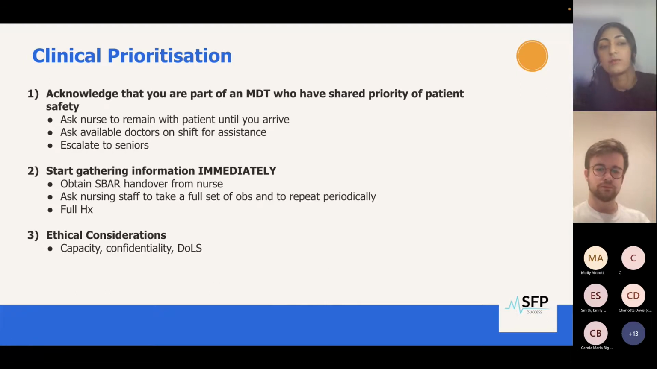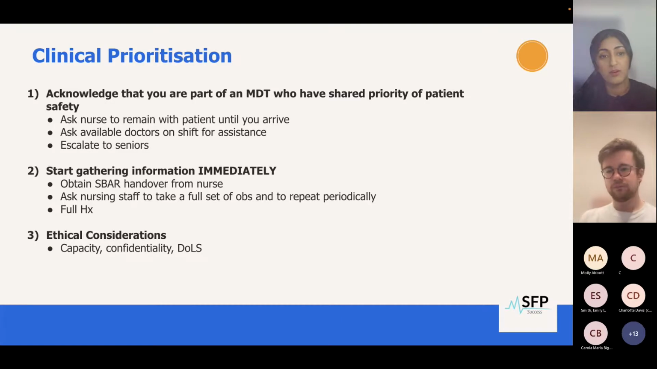Okay, so first of all, what we're going to talk through is clinical prioritisation. What I would say is that there should be 3 main things in mind, and if you use this approach, I think you can come across really well. The first thing that you want to do is acknowledge that you're part of an MDT. What this means is relying upon the nurses, other doctors that are present, and any other member of staff for what particular need you might need them for.